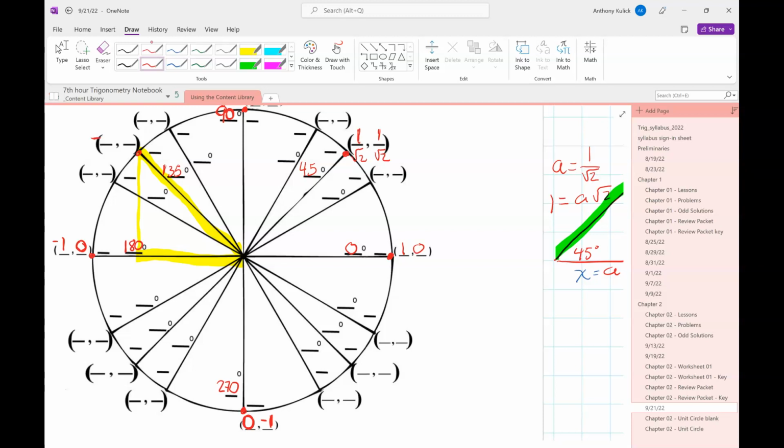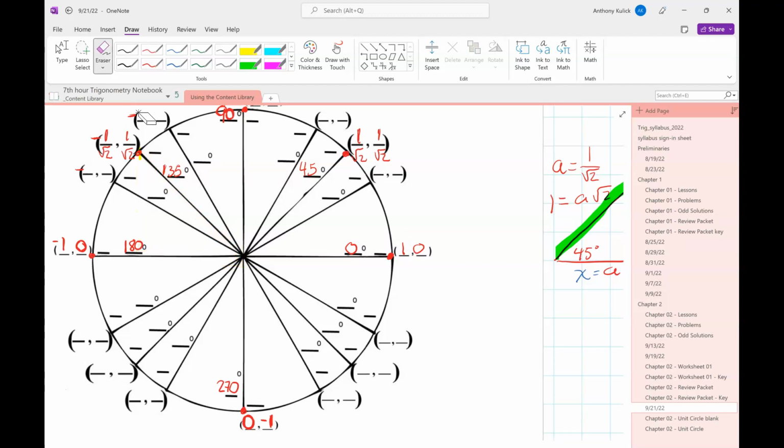So I know that that's going to be negative, and in fact, I'm just going to go ahead and write the negative sign in front of all the x coordinates in that quadrant, just so I don't forget to do it later. And then I know that's going to be the same 1 over square root of 2 from the previous one. And the y coordinates in the second quadrant are also positive.